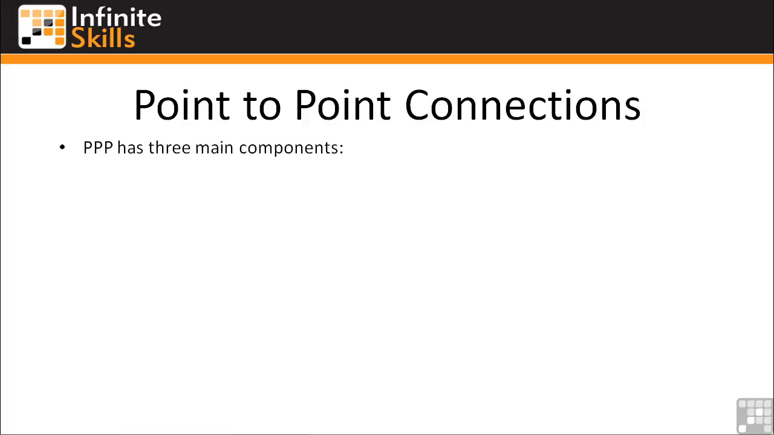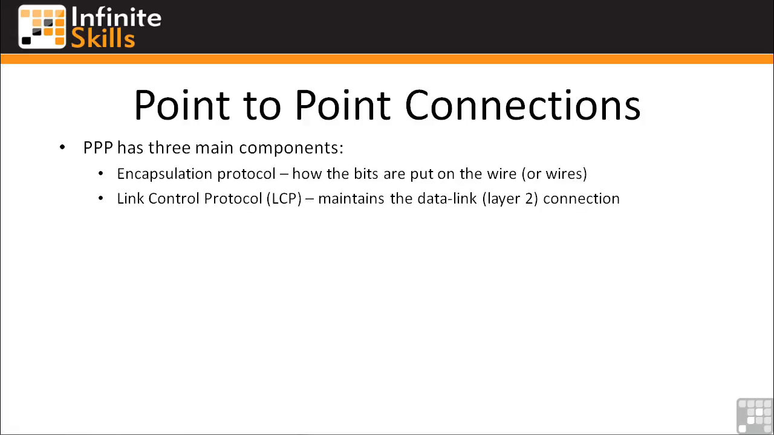So let's talk a little bit about PPP, because it is the more complex of the two point-to-point protocols. It has 3 main components. The first is the encapsulation protocol itself. It's how the bits are put on the wire, or wires, because PPP actually supports multi-link. If you have multiple T1s between 2 locations, you can actually route traffic across both of them using the point-to-point protocol. The second is the LCP, or the Link Control Protocol.